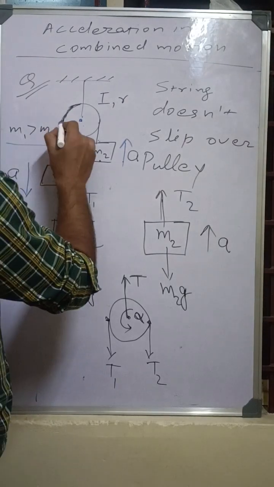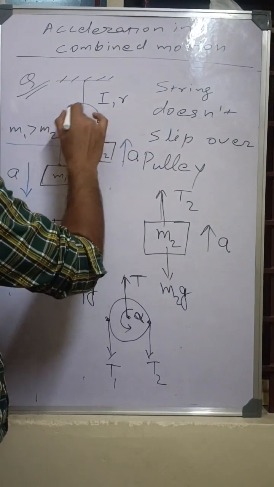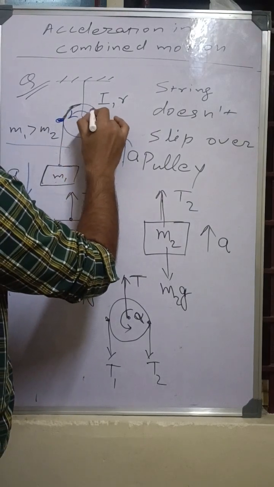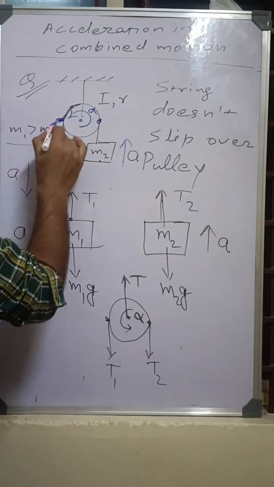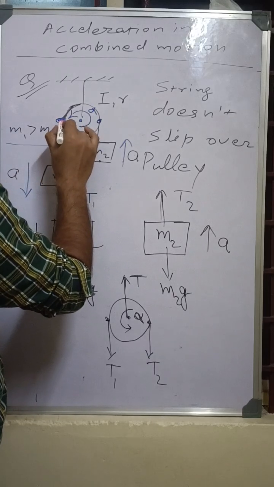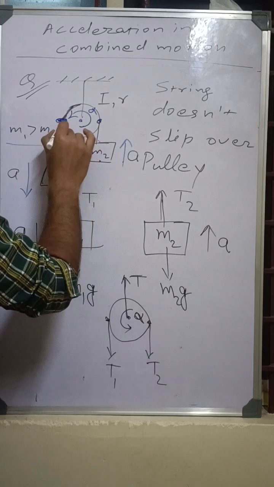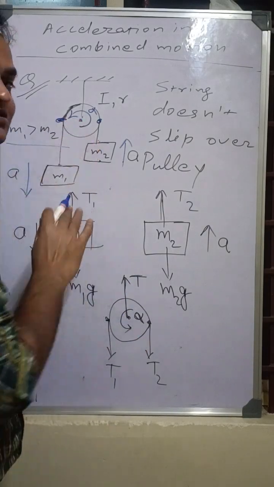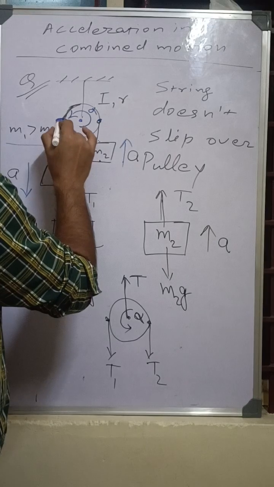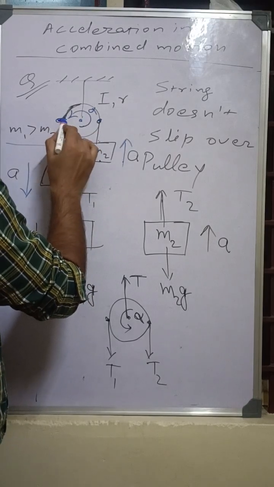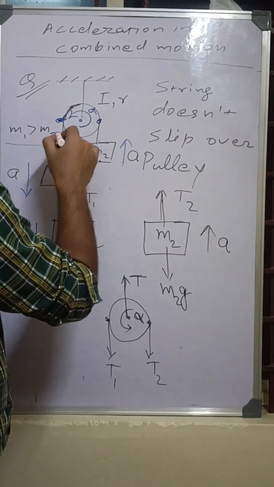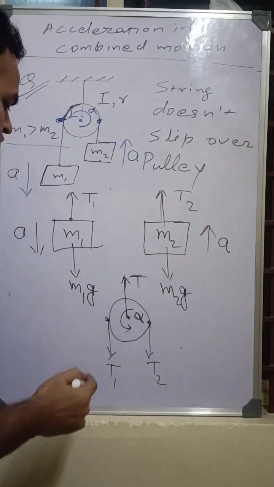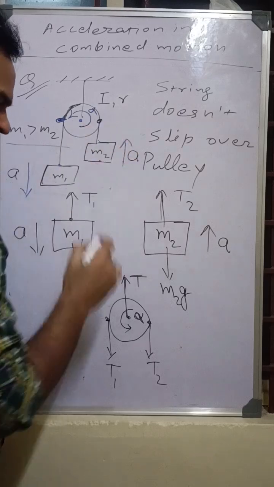As the pulley is not slipping, and this pulley can rotate with angular acceleration alpha, the point of contact of the string and the point of contact of the pulley should have the same acceleration, as the string is not slipping. So whatever the acceleration of a point on the string, the same will be the acceleration of the point on the disc, here and here also.